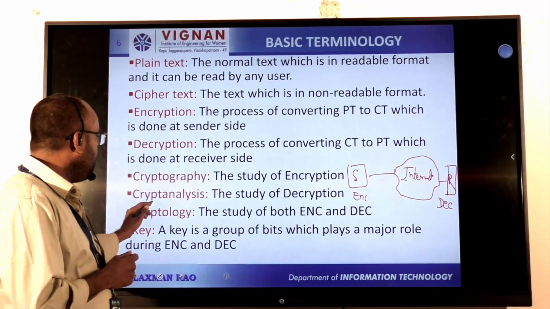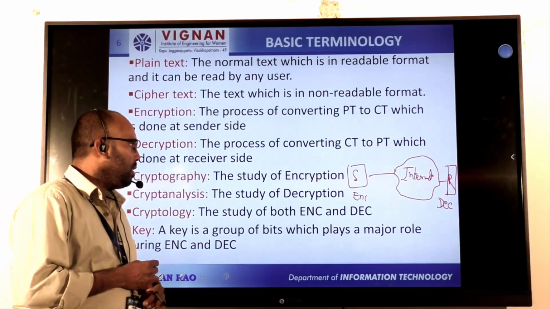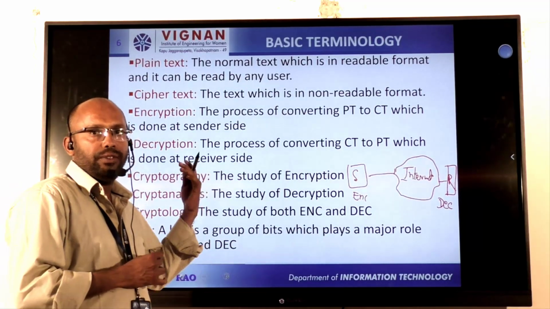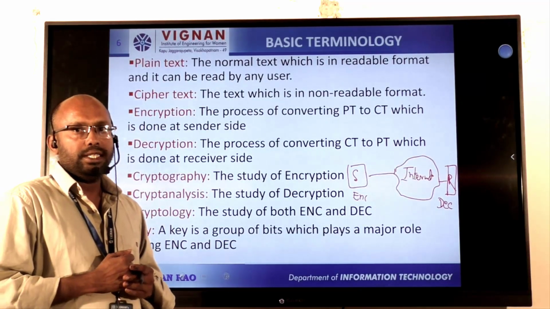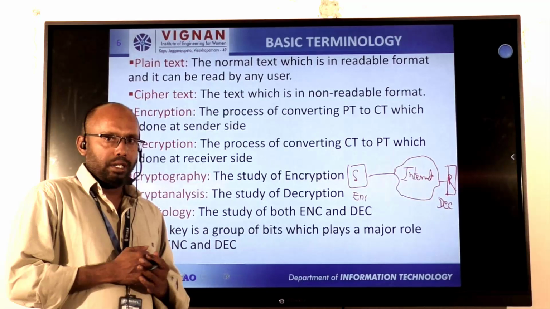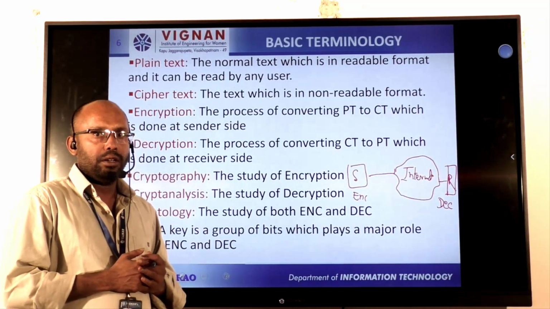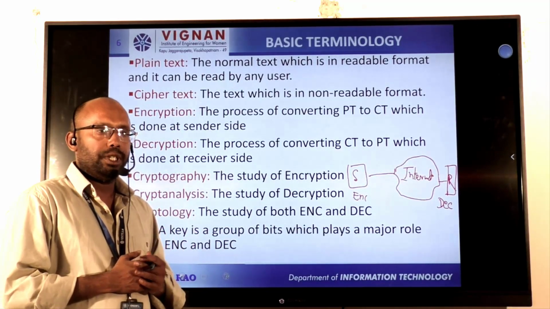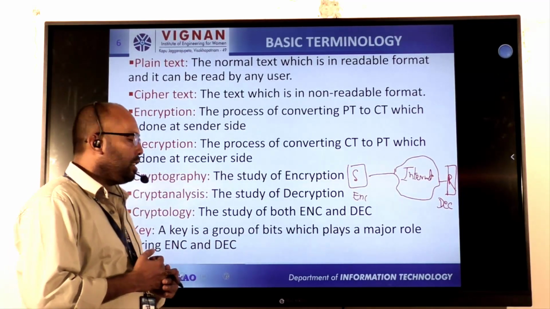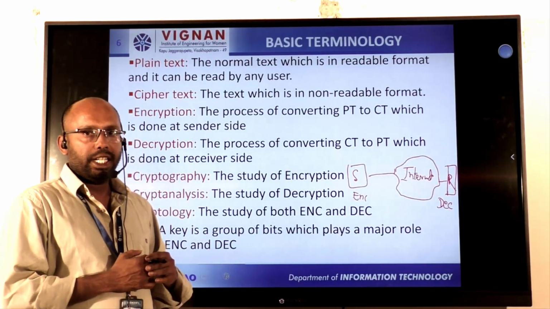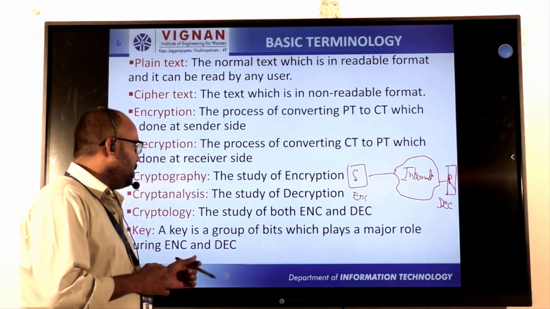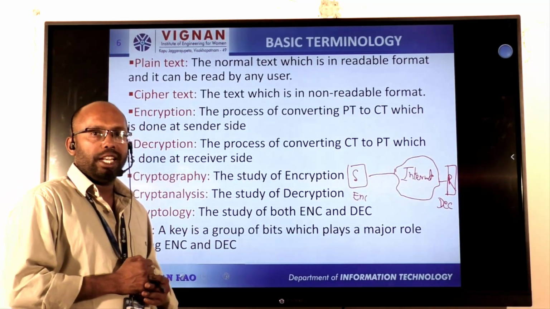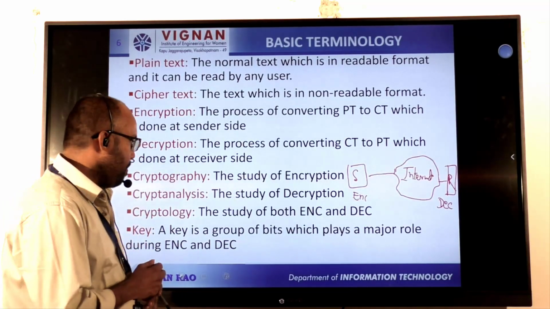Coming to the next one, cryptanalysis. It is nothing but the study of decryption. Cryptography is the study of encryption, the various encryption techniques, whether block ciphers, public key encryption or private key encryption. Cryptanalysis is the study of decryption, decoding the message. Now coming to cryptology, it is the study of both encryption and decryption.